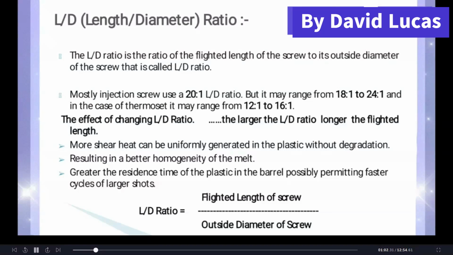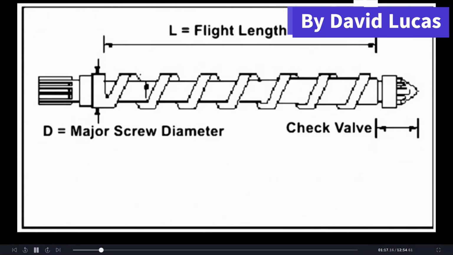Okay, L over D ratio. L over D ratio is the ratio of the flight length over the screw to the outside diameter of the screw. That is called the L over D ratio. If you look at the diagram here, it shows the flight lengths and the diameter of the screw. This is what you want to look at.